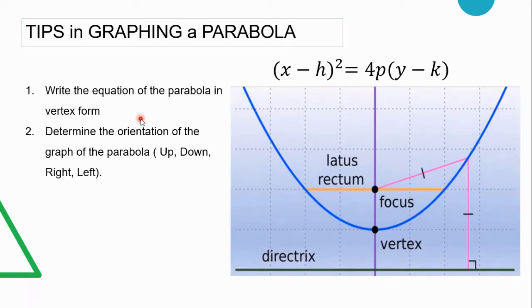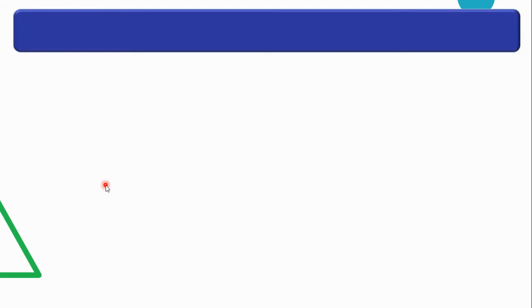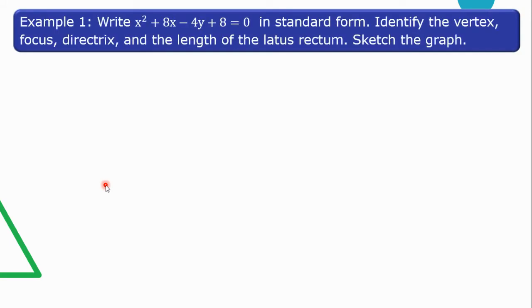Second, determine the orientation of the graph of the parabola: whether it is up, down, right, or left. Again, if up or down, x is squared. If right or left, y is squared. Of course, find the vertex so you know where to start the graph. Of course, also the focus, the directrix, and the length of the latus rectum. So these are the important elements in graphing the parabola. For better understanding, let's do an example. First one: write x squared plus 8x minus 4y plus 8 equals 0 in standard form.